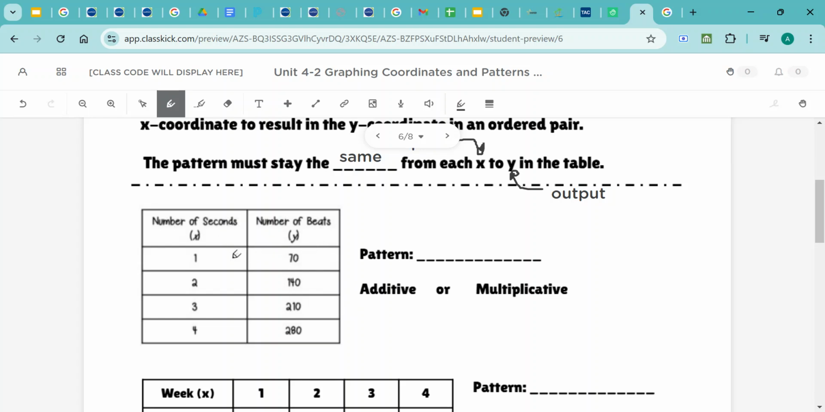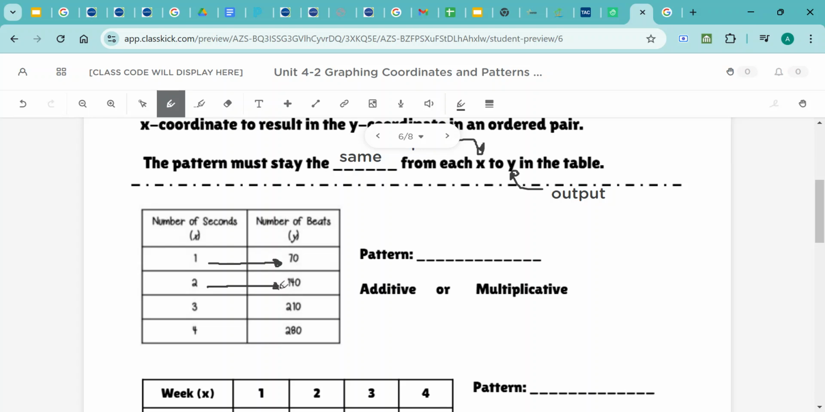So we want to figure out what pattern's going on here. How do I get from 1 to 70? 2 to 140, 3 to 210, and 4 to 280. Remember, there's a pattern here, and this pattern has to work every time. So we get our input, which is 1, and we need to apply our rule, and we'll get our output, which is 70. And then we're going to do the same thing. We have 2 as our input.